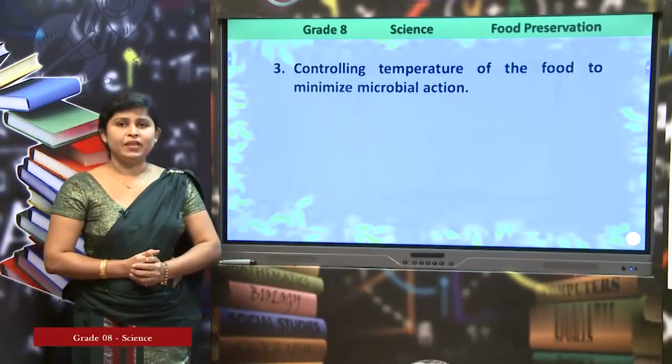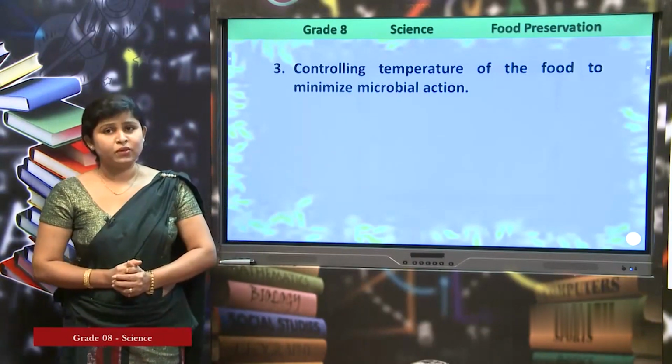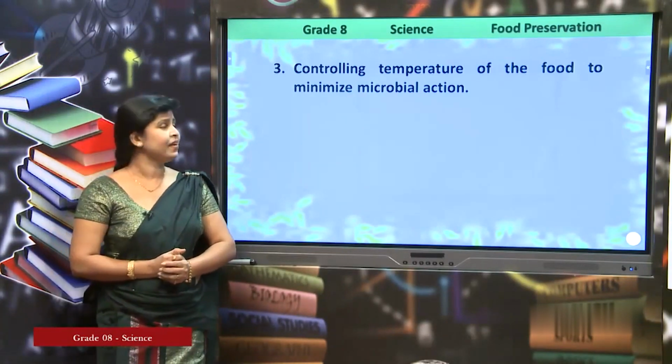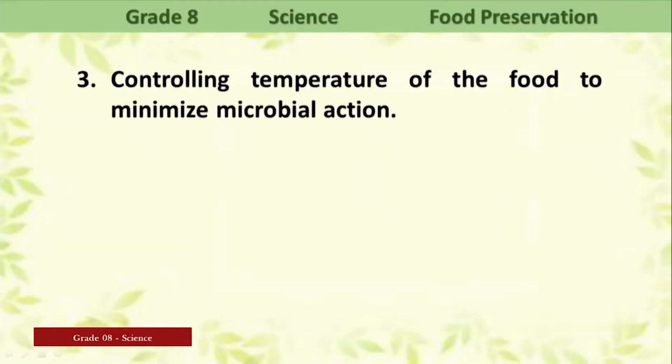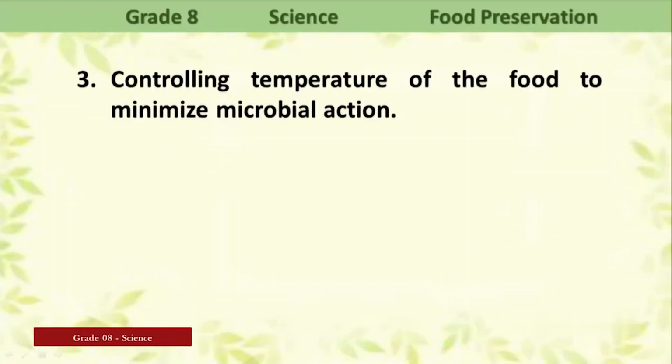Next one, I told you that the temperature is very important for the growth of microorganisms. I think you can remember. Controlling temperature of the food to minimize the microbial action. How can we control the temperature? Yes, we can control the temperature in two methods. We can increase the temperature, or the opposite, we can decrease the temperature. There are two methods of controlling the temperature.